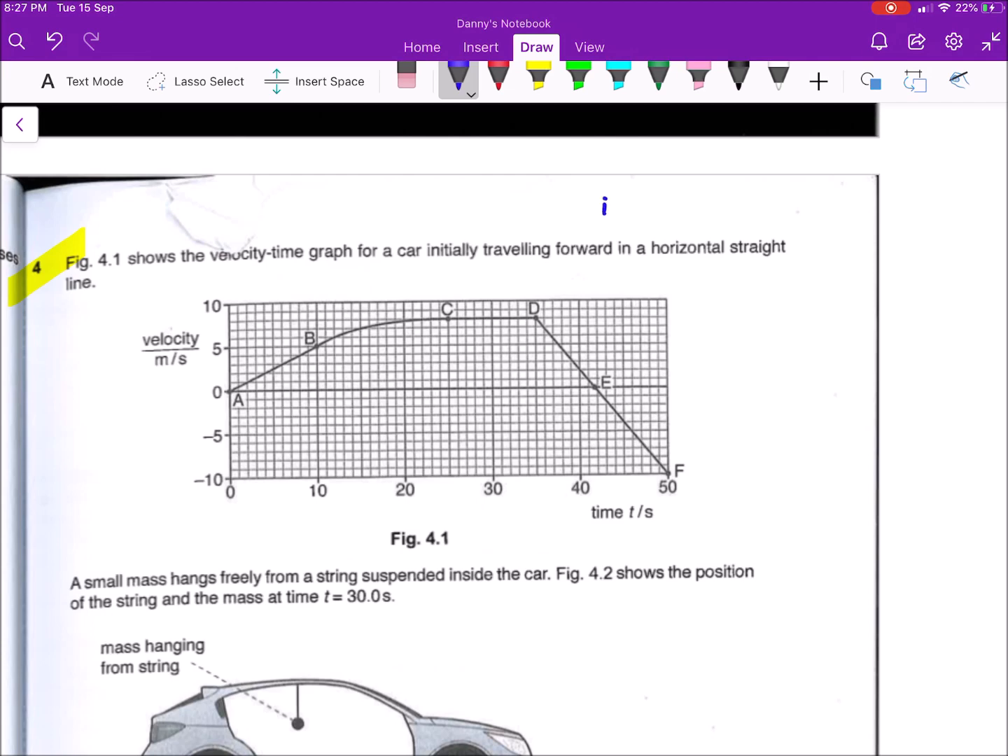So if you do not know how to spell inertial, okay, please study this. It is in your test. Okay, you'll be tested.